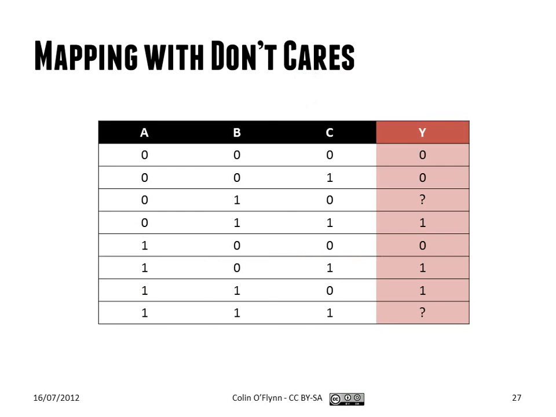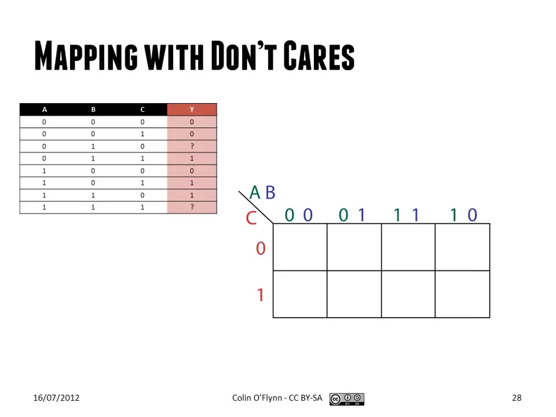You may have don't cares in the truth table, which are cases where it doesn't matter what the output is. All you do here is when you're putting the ones down, you can make the don't cares one or zero. So, for example, we have AB 01, C of 0 is a don't care, so question mark. 011 is 1.